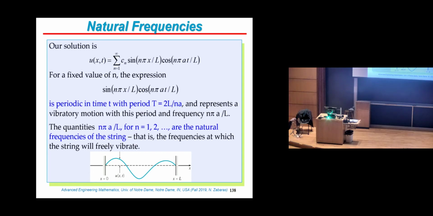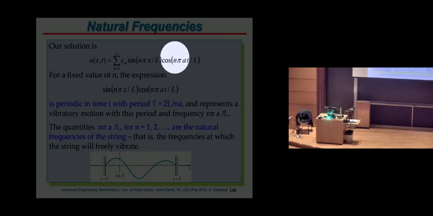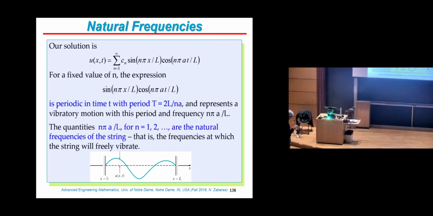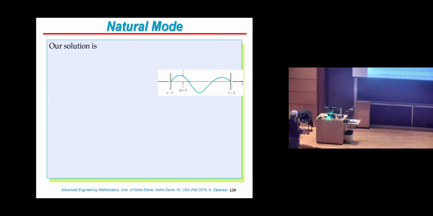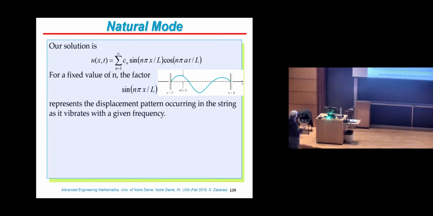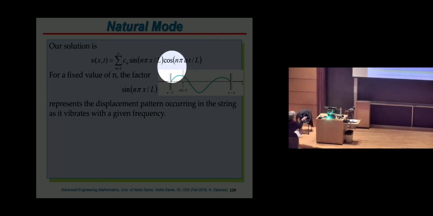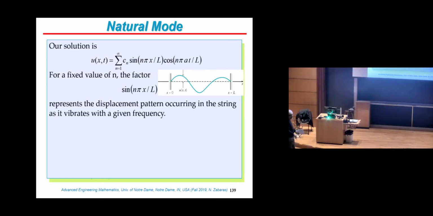All right, so these are the natural frequencies of the string. Again, the periods in time are defined by looking at the cosine. If you take t to be t plus 2L over n a, you're going to get back to where you started, because you're going to get the 2 pi term there. Now, if you look at the first term, if you fix the time and you look at the displacement of the string for all x's, you're going to get sine n pi x over L. And a sine also has a period in x.